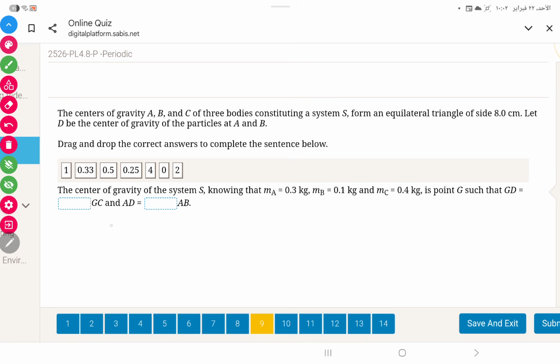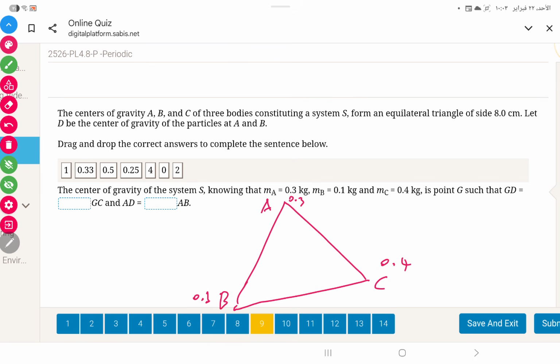So let's draw an equilateral triangle. Here you have an equilateral triangle of side 8. And you are given A, B, C. And you are given the masses of these points. Here you have 0.3, and here you have 0.1, and here you have 0.4. And we want to find the center of gravity of the system, and then we want to find the center of gravity between A and B.